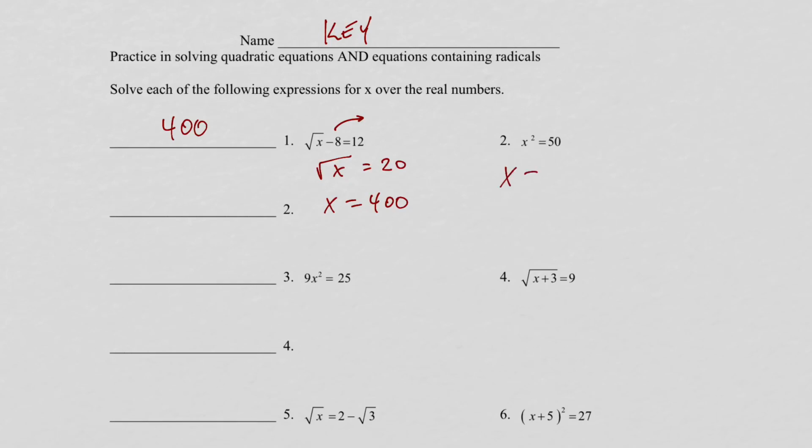So we're going to unsquare each side and we'll get plus and minus the square root of 50, which is plus and minus the square root of 25 times 2. And when we take this out by square rooting it, we get 5. So we have plus and minus 5 root 2.